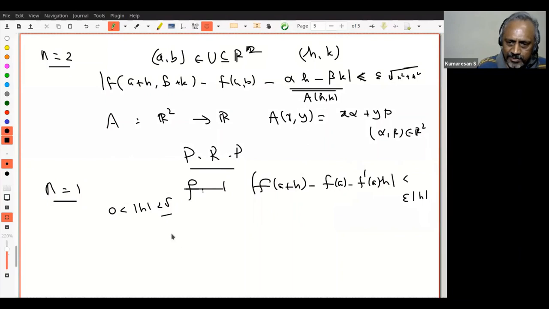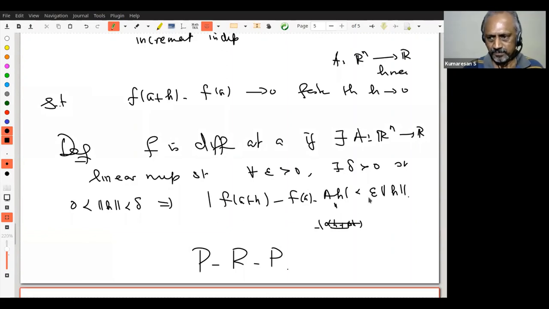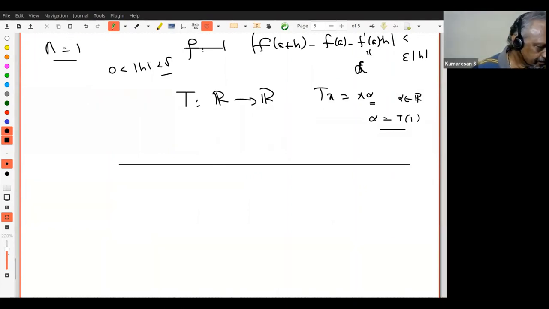Does it tally with our new definition? Now, what are the linear maps T from R to R? According to us, T of x must be x times alpha. That's it. There is a unique real number alpha, and what is alpha? Alpha is T of 1. You understand this? This alpha is your f dash at a. So even in the one variable case and the two variable case, we get exactly this. Do you understand?